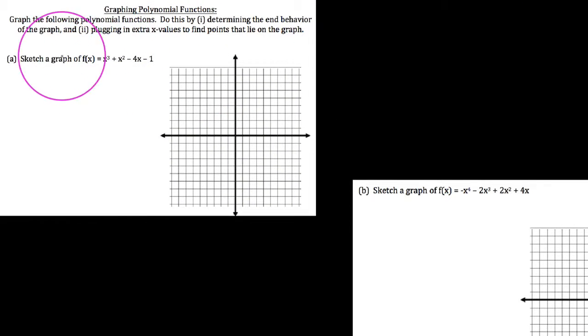Today we're going to do some basic sketching of polynomial functions in general. So I'm going to break it down into a few simple steps, but whenever you sketch a polynomial function, we're going to go ahead and start with this one right here. Essentially, the first thing we want to do is determine the end behavior of the graph, okay?